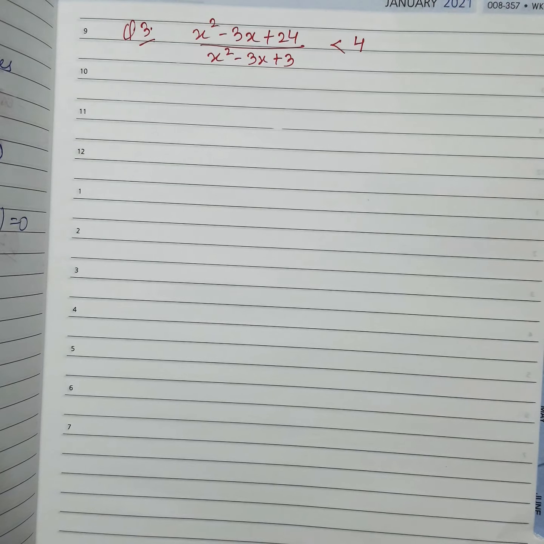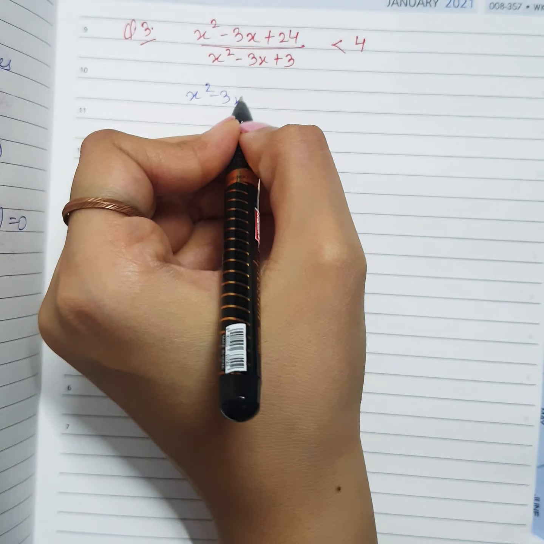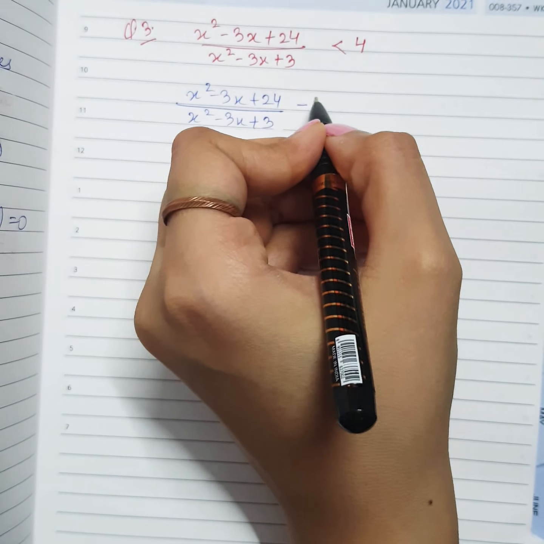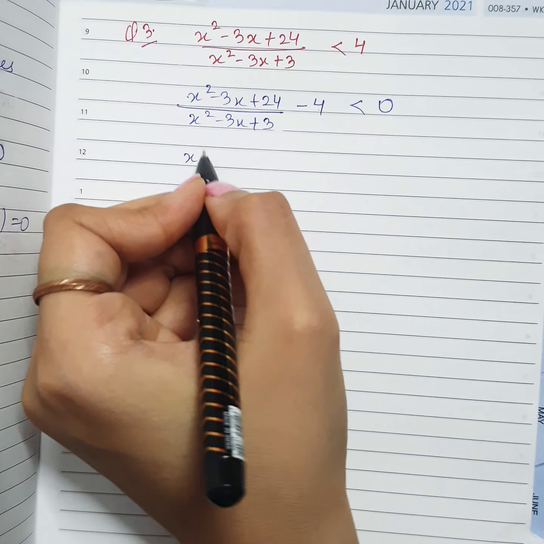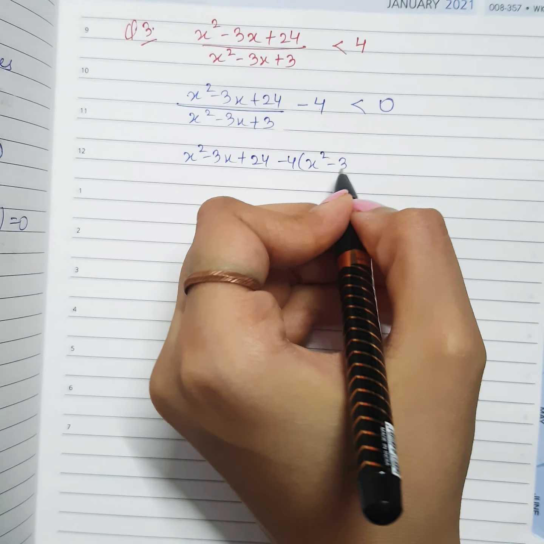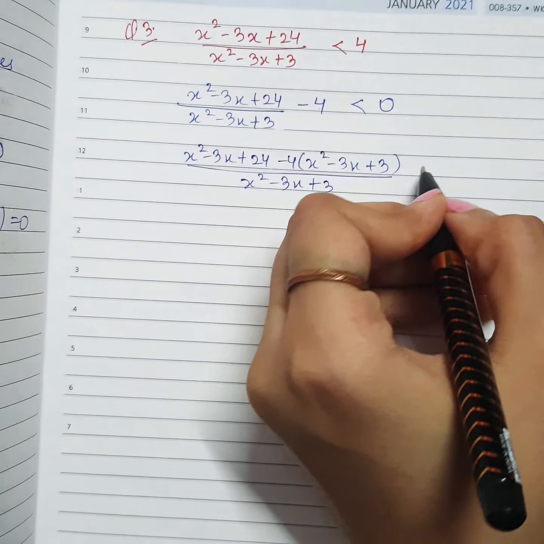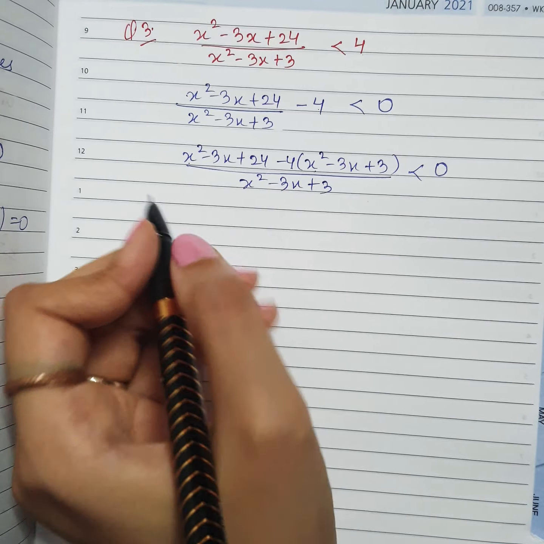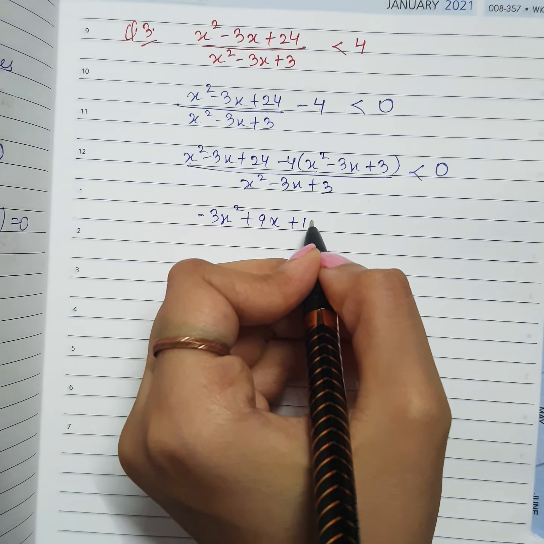Okay, one last question of the same topic. Again, making the right hand side 0, (x square minus 3x plus 24) upon (x square minus 3x plus 3) minus 4 less than 0. Taking up LCM and simplifying, it will become minus 4 (x square minus 3x plus 3) upon the same denominator. Multiplying inside, solving all together, x minus 4 is minus 3x square plus 9x plus 12.